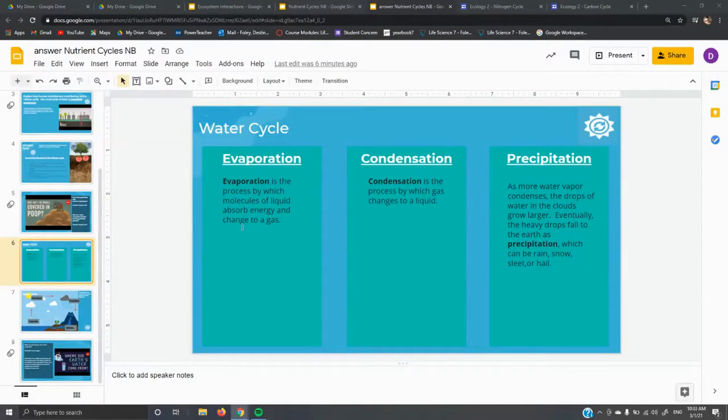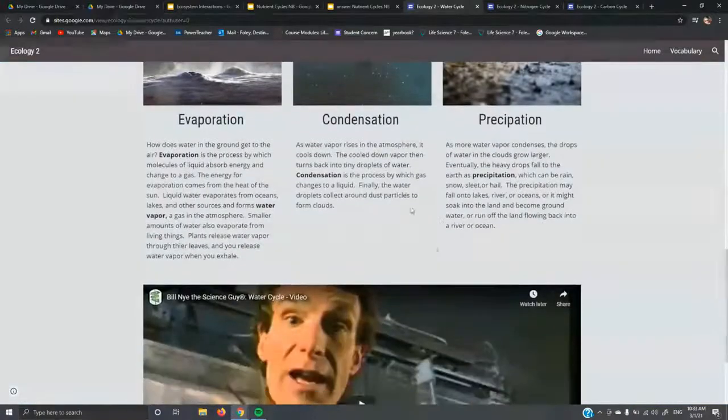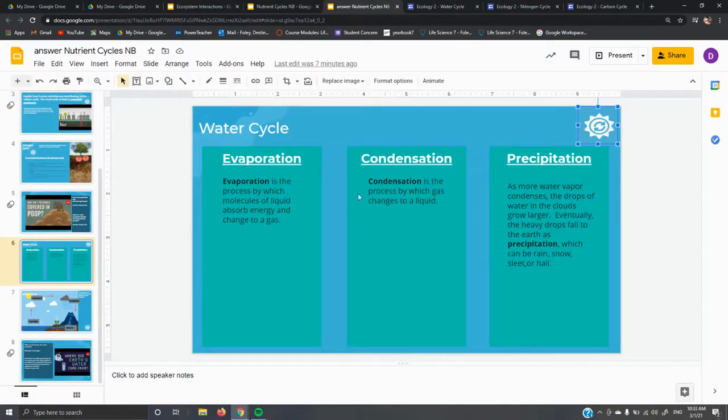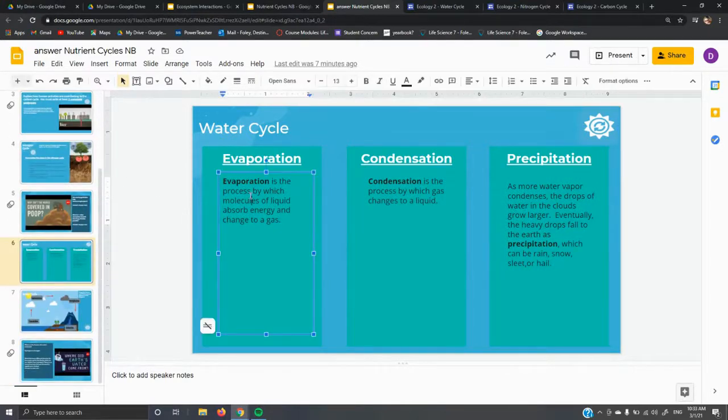Slides 6, 7, and 8, we're going to go over in this one clip here. So click on this. It's going to show you the water cycle. This is the one that you've learned a lot more about versus the nitrogen and the carbon cycle. So what is the water cycle? It's the cycling of water. So here are the definitions of all of these words.